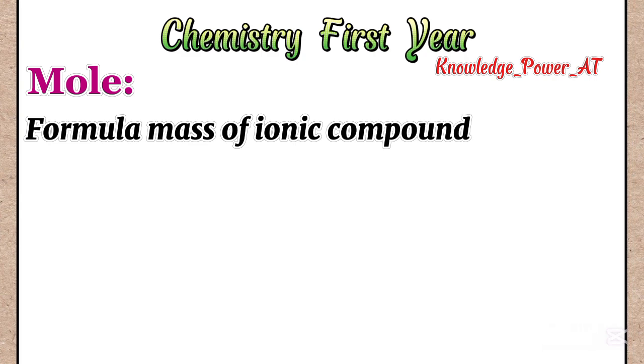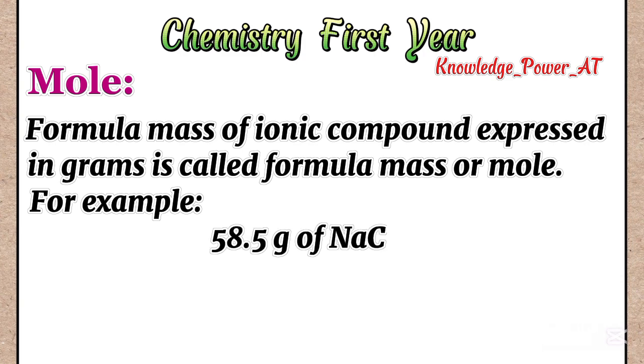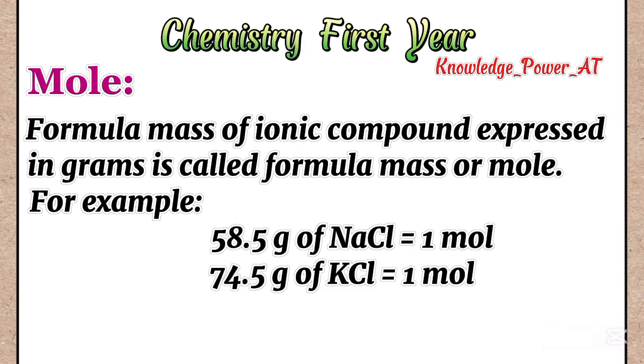Formula mass of an ionic compound expressed in grams is called gram formula mass or mole. For example, 58.5 grams of NaCl equals 1 mole, 74.5 grams of KCl equals 1 mole.